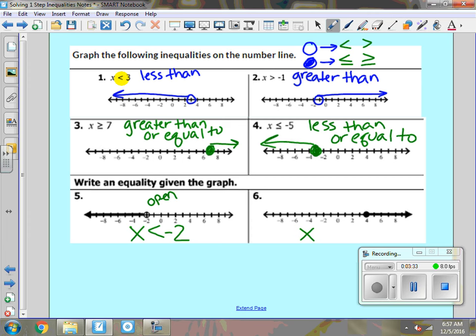Now on number 6, I do have a closed circle here at number 4. So now I am going to use the or equal to, that little line at the bottom, and I want the numbers that are bigger than 4, so I'm going to use greater than or equal to.